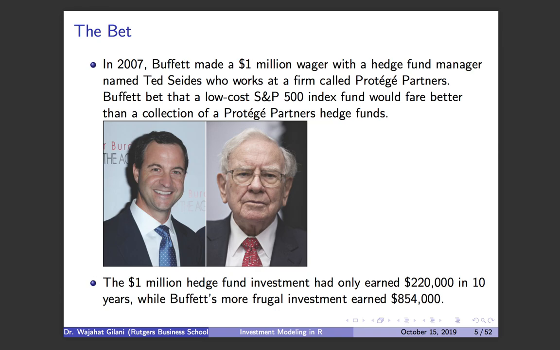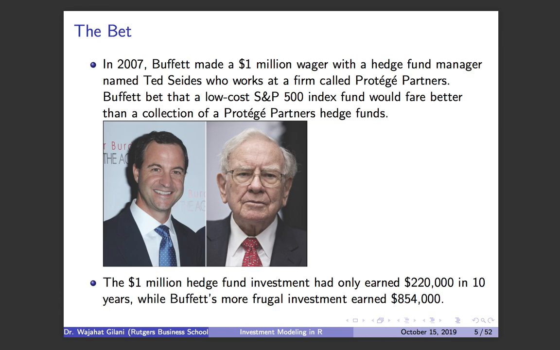And so he accepted the bet. And basically what he did was, I believe he took the $1 million and invested it into 5 different hedge funds. So he gave, I believe, 200,000 to each of 5 different small hedge funds to beat Buffett. And Buffett just put the whole million into the S&P 500.